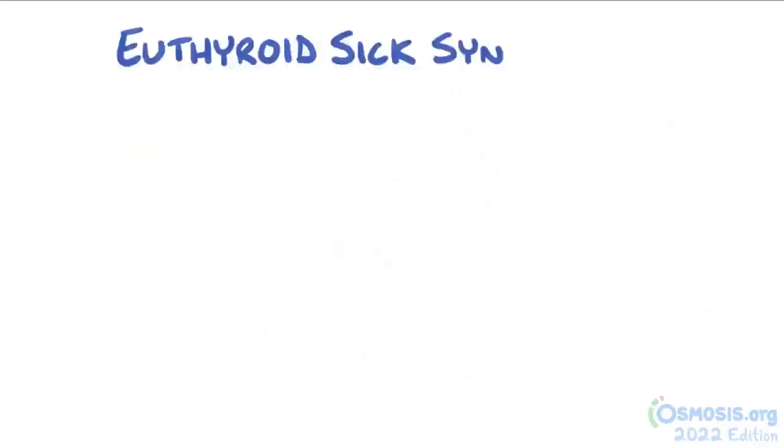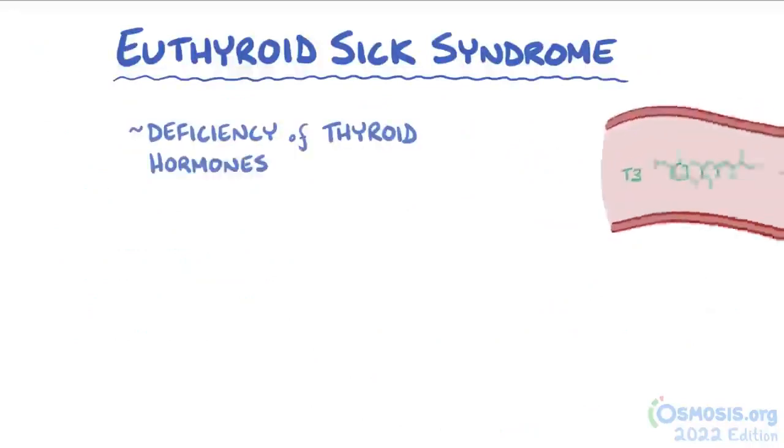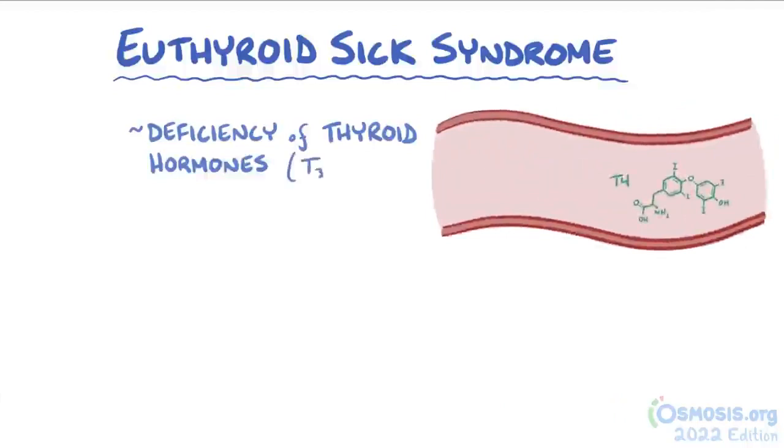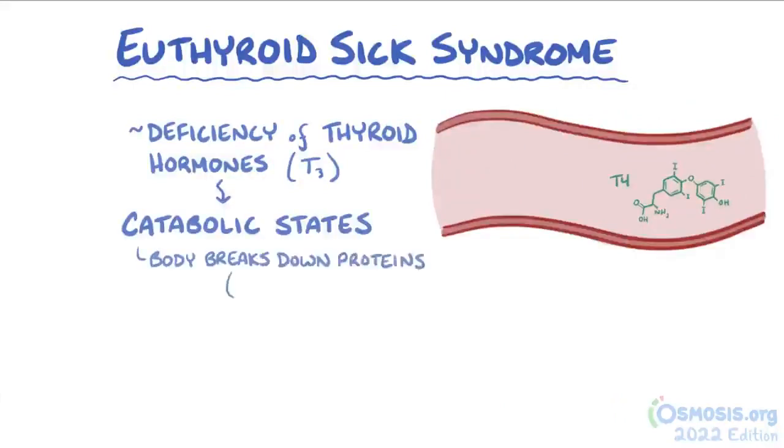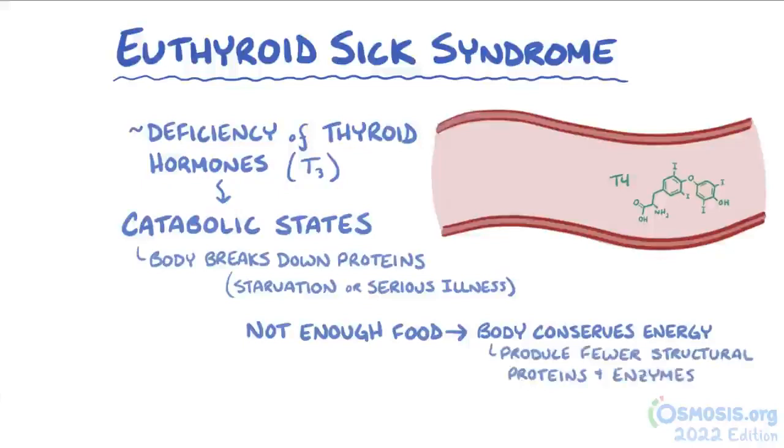In euthyroid sick syndrome, even though the thyroid gland's functioning normally, there's still a deficiency of thyroid hormones in the bloodstream, particularly T3. The cause of this isn't well understood, but typically it happens in catabolic states, where the body's breaking down proteins, like starvation or when there's a serious illness. When there's not enough food available, our body adapts by conserving energy, and one way to do that is to produce fewer structural proteins and enzymes.